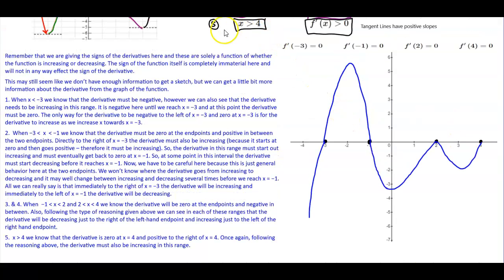Okay, now if we look at the last one, number 5, x is greater than 4. That means f prime of x is greater than 0. So when x is greater than 4, we know that the derivative is 0 at x equals 4 and positive to the right of x equals 4. Once again, following the reasoning above, the derivative must also be increasing in this range. So therefore, it is increasing. So again, this is a rough sketch, okay? And again, it's not precise. You're looking at the values of x to get this particular sketch.